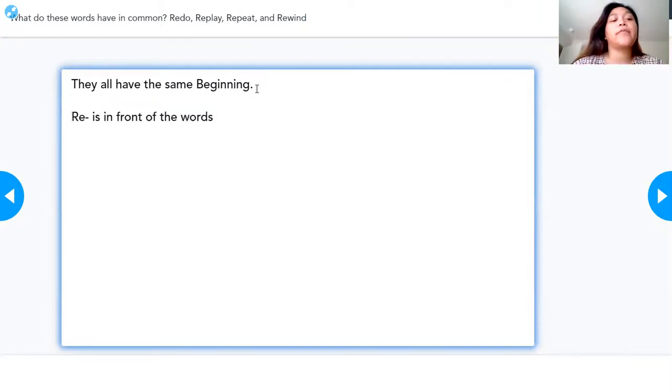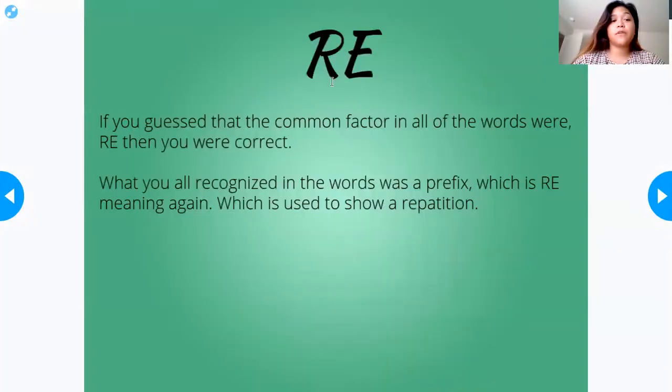So they all have the same beginning, yes, and re is in front of all the words. Those are really great observations. If you guessed that the common factor in all the words was re, then you are correct. If not, that's okay. Do not feel discouraged. We are still learning this lesson, okay?